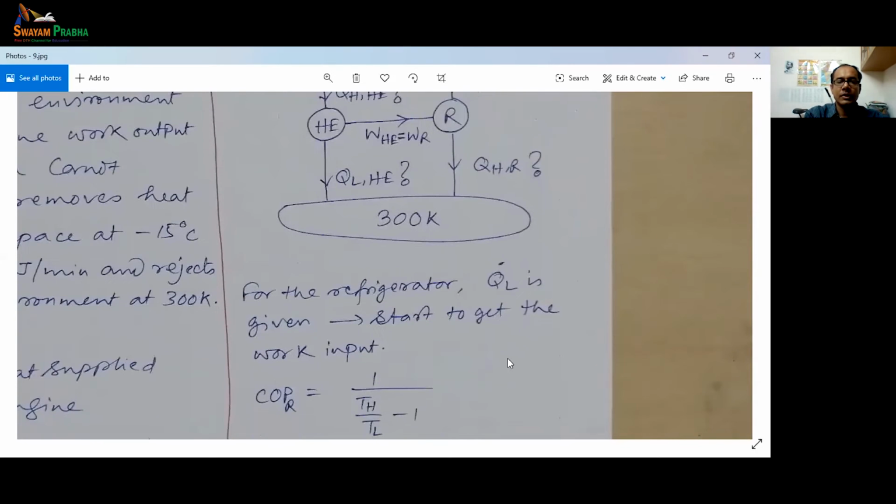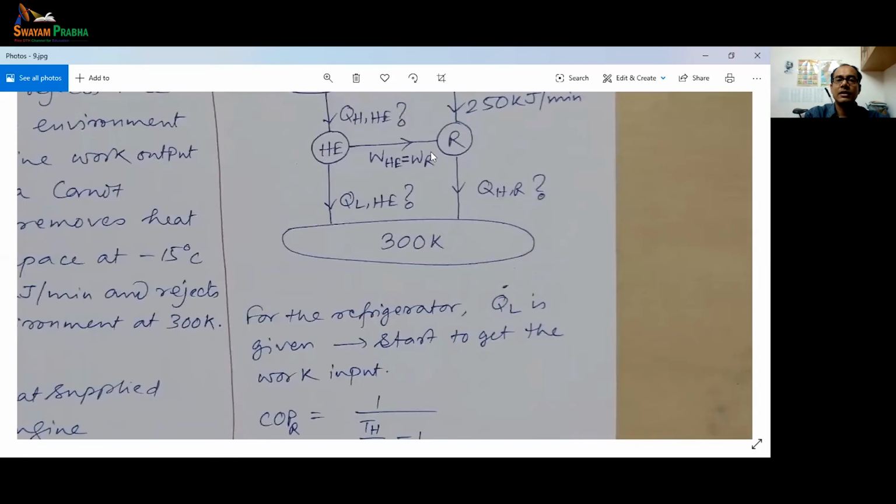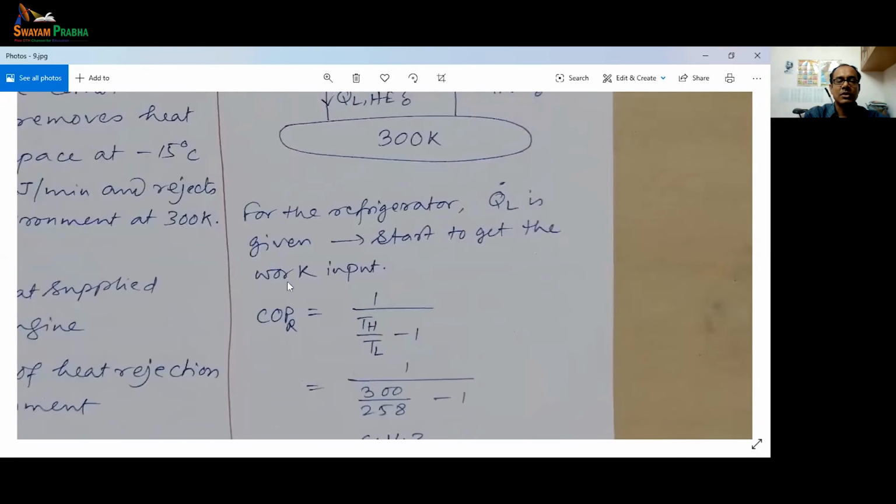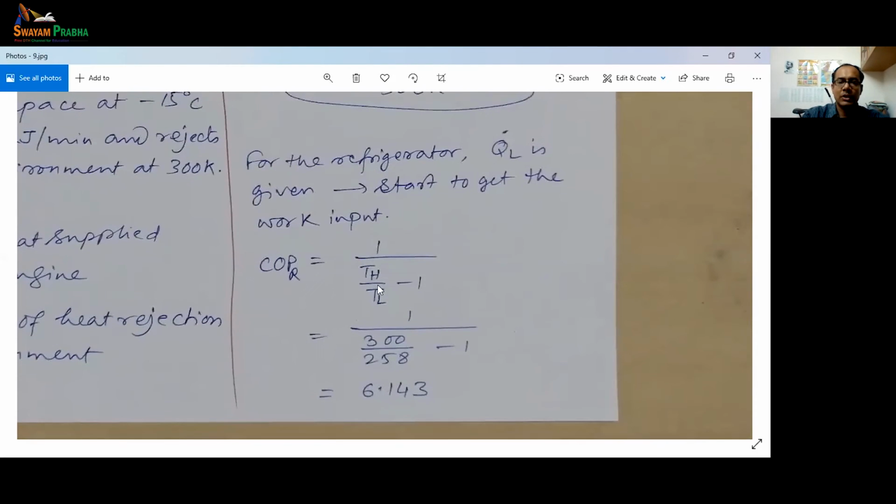Okay, so for the refrigerator, Q dot L is given, so we can find out what work input it will require. Okay, so the coefficient of performance of a refrigerator, and for a Carnot refrigerator, we can write it as 1 over TH by TL minus 1. You have learned this formula from chapter 6. Okay. So now for the refrigerator also we know both TH and TL.